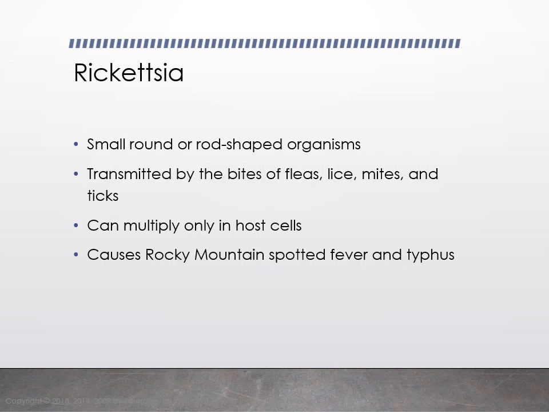Rickettsia. Rickettsia is also a parasite. So these use fleas, ticks, lice to vector to humans. They use a host cell for energy or ATP, as well as for vitamins, minerals, and nutrients. But these ones are able to reproduce independently. So they're small, round, or rod-shaped organisms. They're transmitted by the bites of fleas, lice, mites, and ticks. And they can multiply only in host cells. And they cause Rocky Mountain spotted fever and typhus.